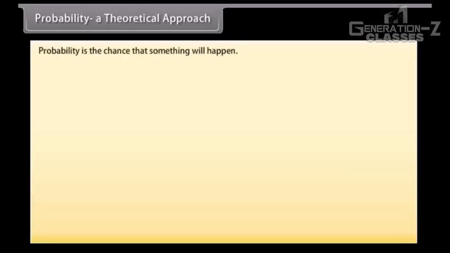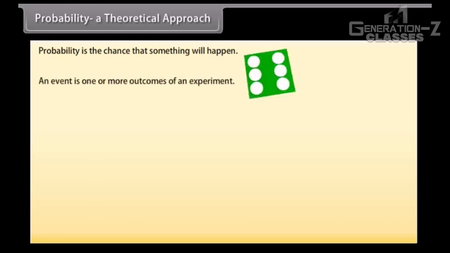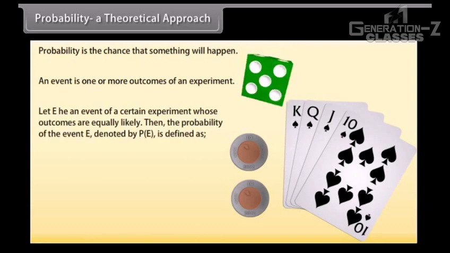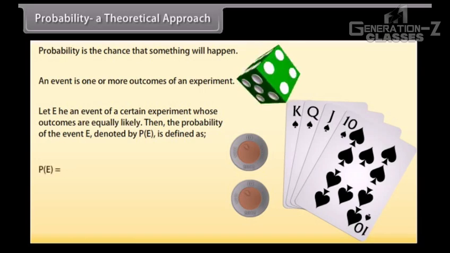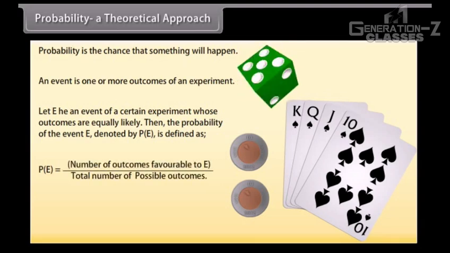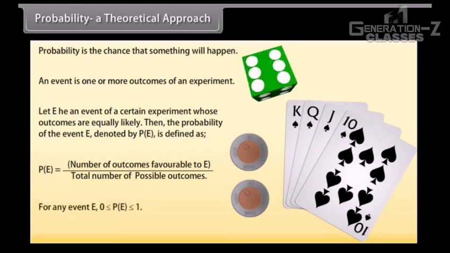Probability, a theoretical approach. Probability is the chance that something will happen. An event is one or more outcomes of an experiment. Let E be an event of a certain experiment whose outcomes are equally likely. Then the probability of event E, denoted by P(E), is defined as P(E) equals the number of outcomes favorable to E divided by the total number of possible outcomes. For any event E, 0 ≤ P(E) ≤ 1.